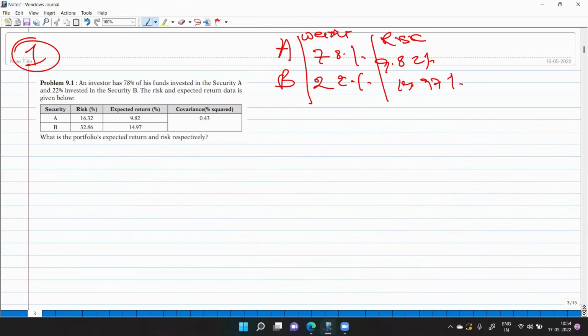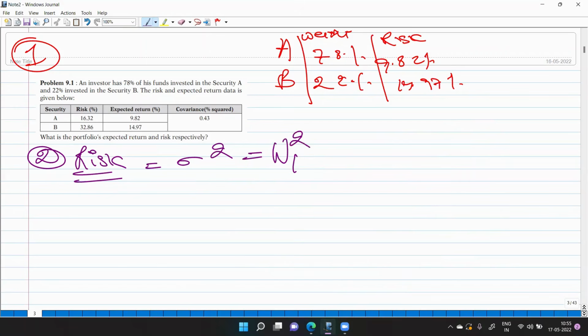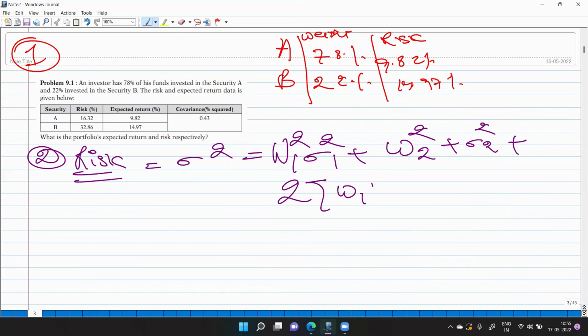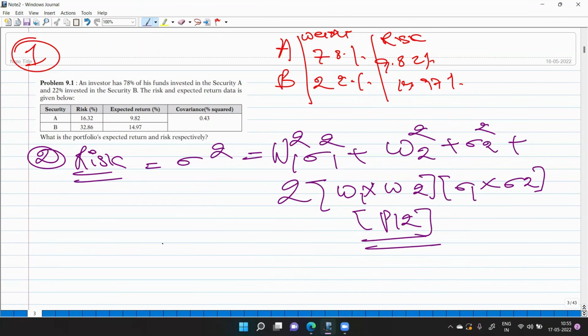Now let's calculate the risk of the portfolio. What is the formula? We calculate the variance, and then take its square root, and we will get our standard deviation; that would be my risk. So W1 squared into risk of security 1 squared, plus W2 squared into risk of security 2 squared, plus 2 into W1 into W2 into the correlation. We can just substitute all the values in this formula.